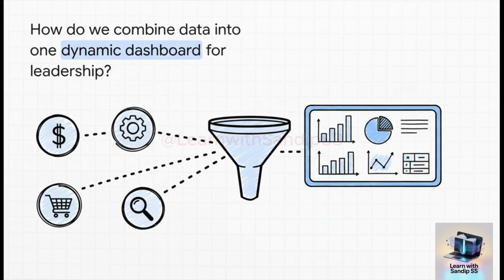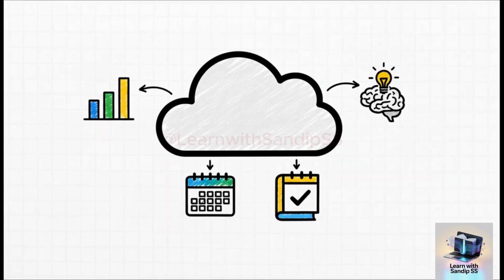C-level execs, they aren't looking at raw data tables. They need to see trends, KPIs, and really compelling visualizations that blend financial data with insights from sales, from operations, you name it, all in one place. So how do you build that strategic command center? The answer is SAP Analytics Cloud, or SAC.